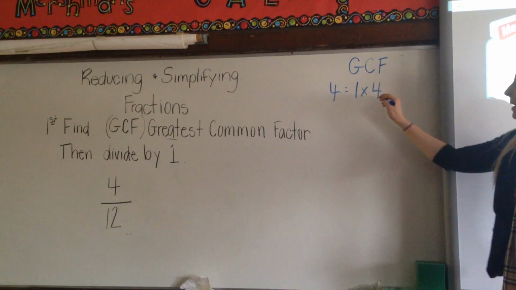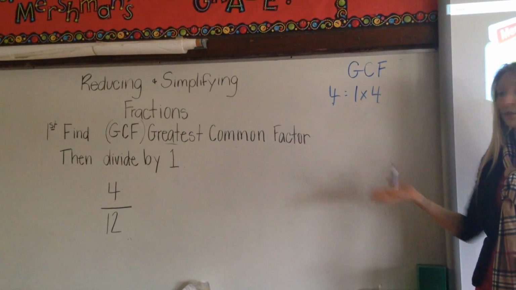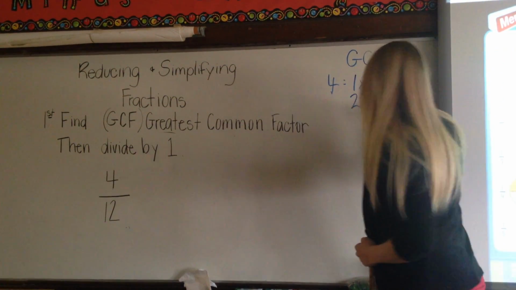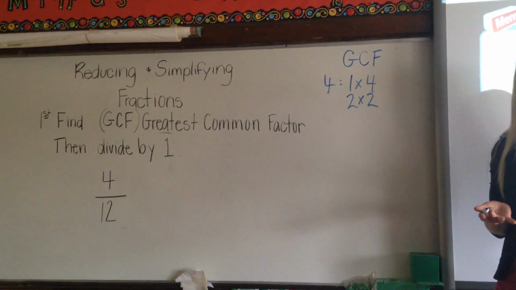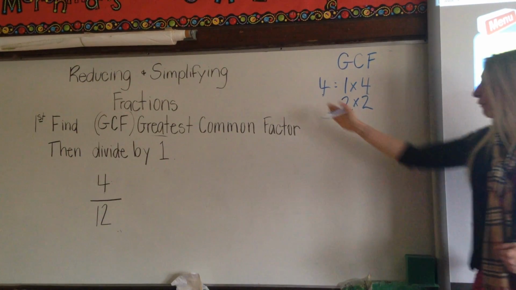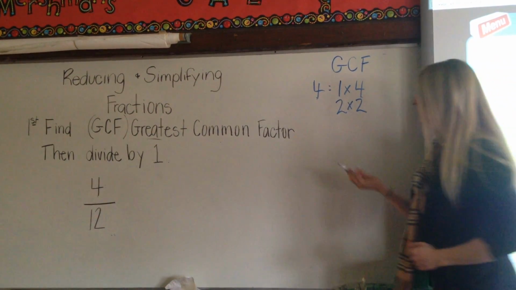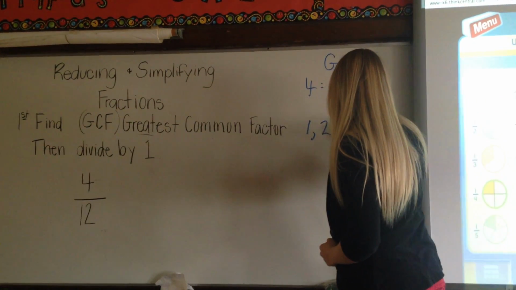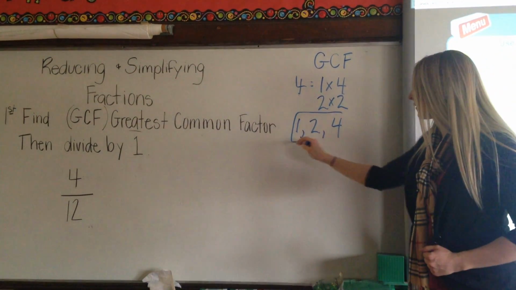I know that 1 times 4 is 4, so both 1 and 4 are factors of 4. And 2 times 2 is 4, so 2 is also a factor of 4. I cannot multiply 3 by anything to get 4, so that means 3 is not a factor of 4. So my factors of 4 include 1, 2, and 4. Now I have to find factors of 12.